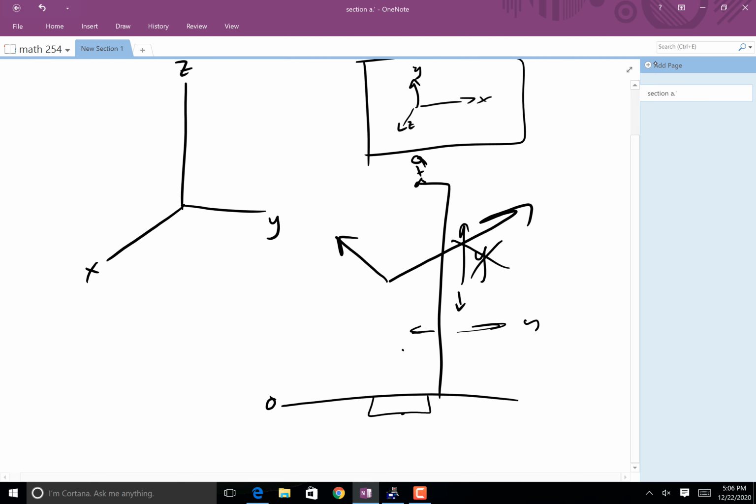I want you to understand that X, Y, and Z are all what we call orthogonal to each other. That is what perpendicular means in more than two dimensions. Anytime you're greater than 2D, we don't really say perpendicular, we say orthogonal.